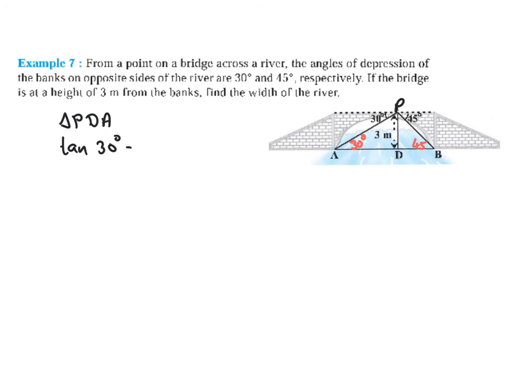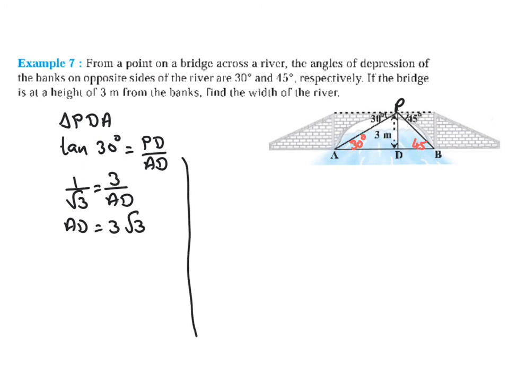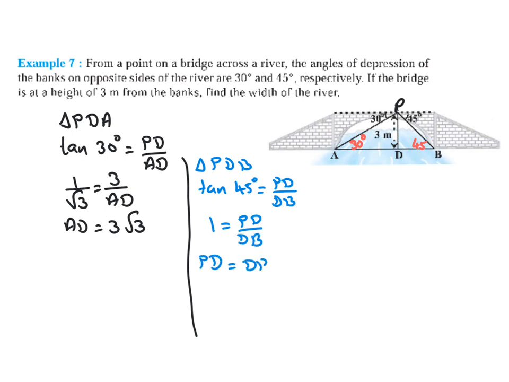Tan 30 degrees is going to be opposite, which is PD, over adjacent AD. Tan 30 is 1 over root 3, equal to PD, which is 3 meters, over AD. So AD is 3 root 3. Good. Now let's come to triangle PDB. Tan 45 degrees is going to be equal to opposite, which is PD, over adjacent, which is DB. Tan 45 is 1. PD over DB. Therefore, PD is going to be equal to DB.